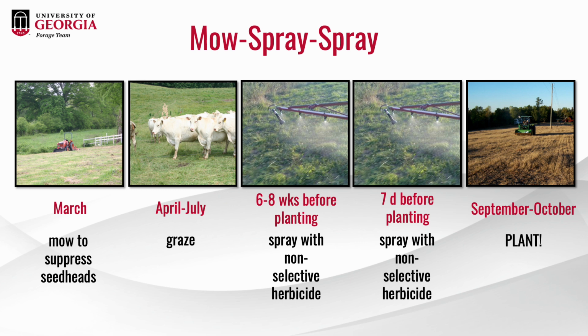Again, those dates may change slightly depending on which product you are using, so refer to the pesticide label for the appropriate planting interval. In September to October, then we can go in and no-till drill that new tall fescue planting.